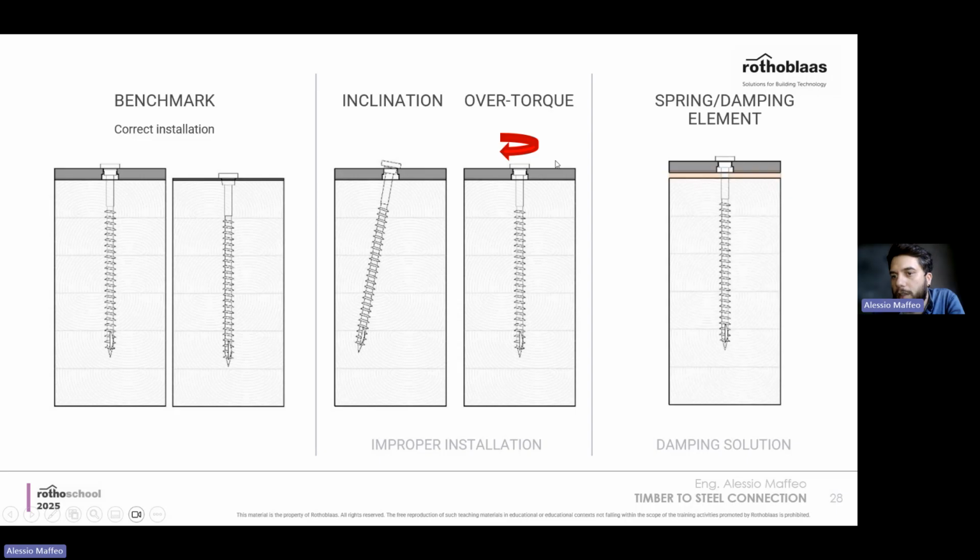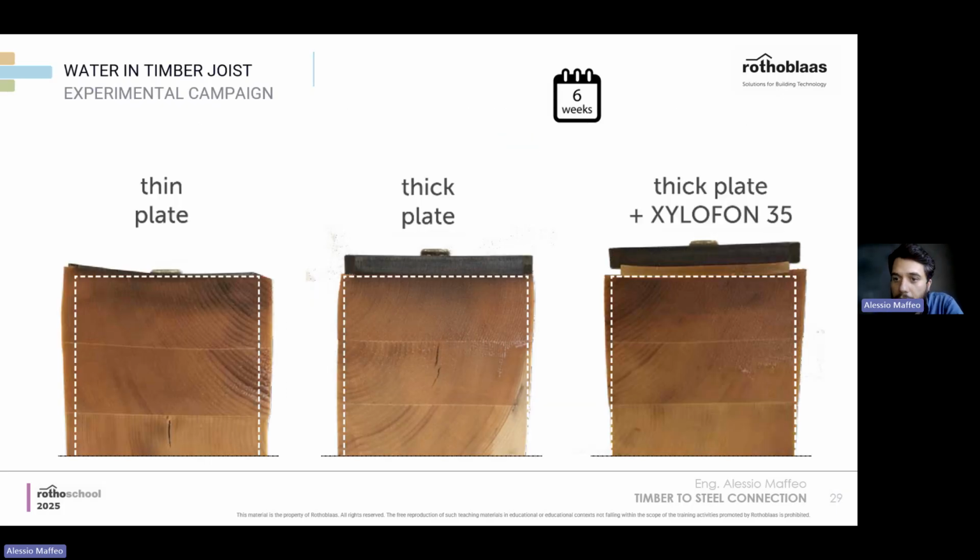And then also we can see what happens with a damping solution, so with something to absorb the compression. It's a sort of intermediately stiff element that we can install between timber and steel, and then see how this goes. What is the final result?